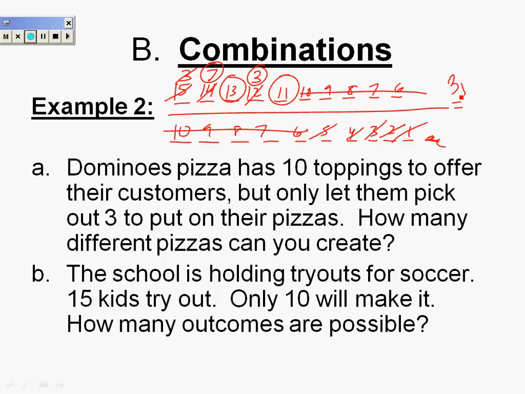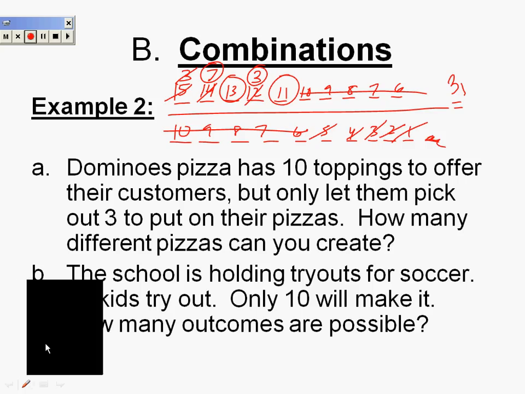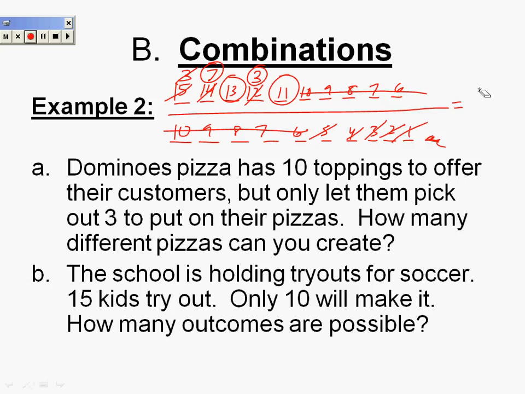3,000 and what? 273. Oh, never mind. 429. 273. Did you get the 11 also? Oh, no. Yeah, we need the 11. 3,003. My bad. I didn't include the 11. Are we in agreement? Yeah.